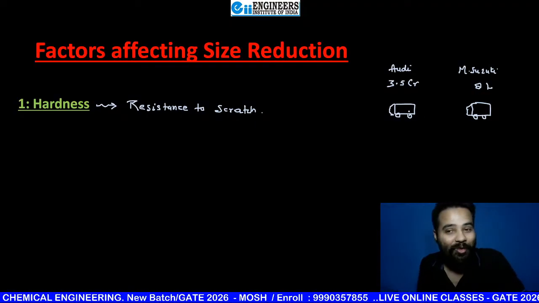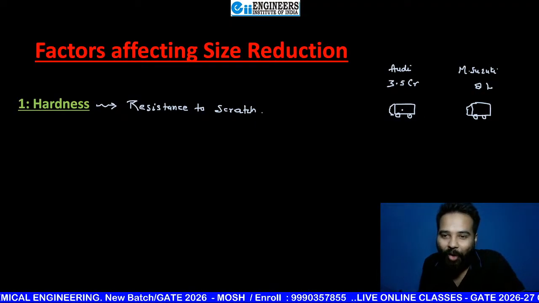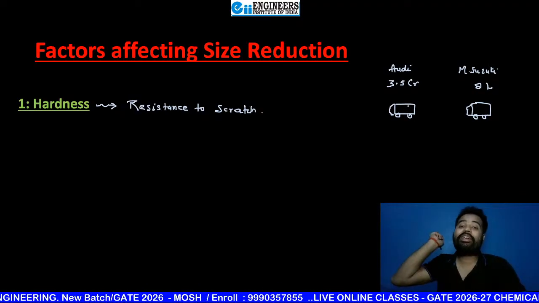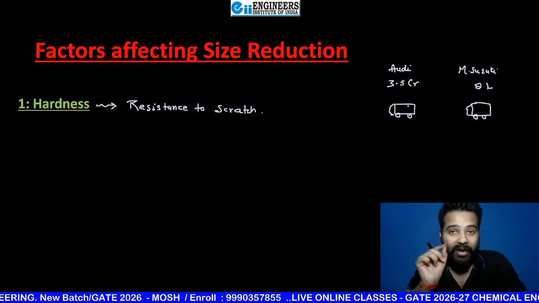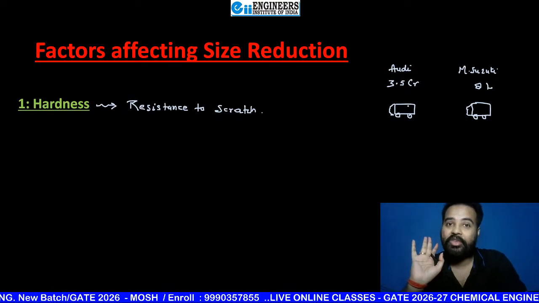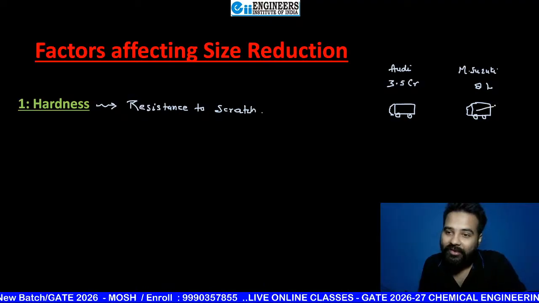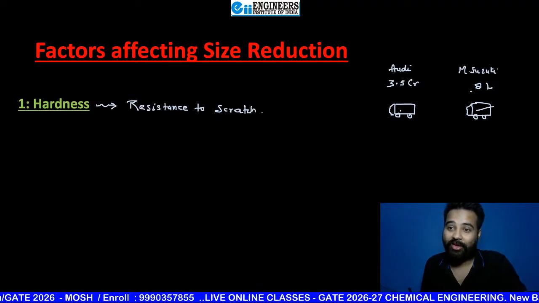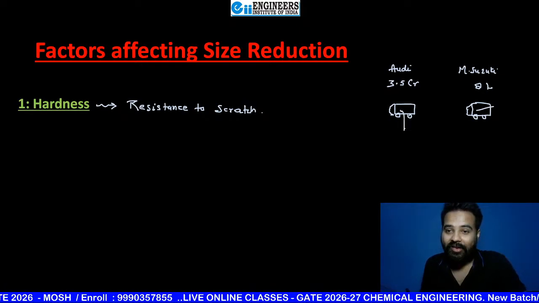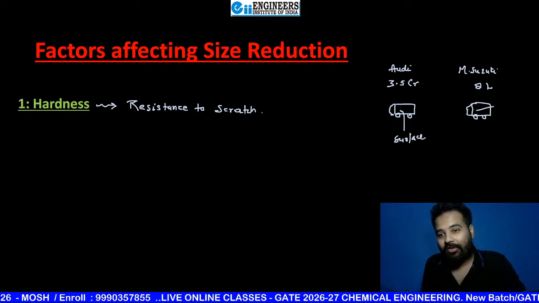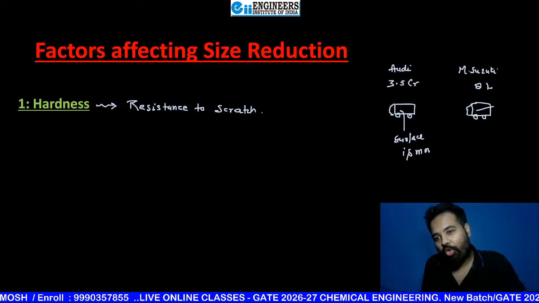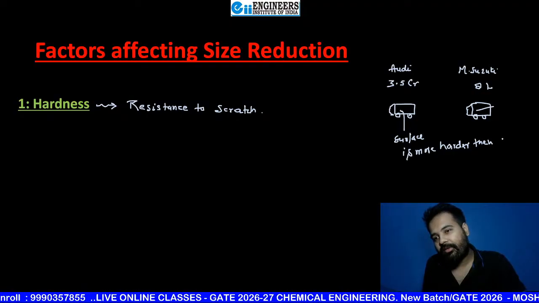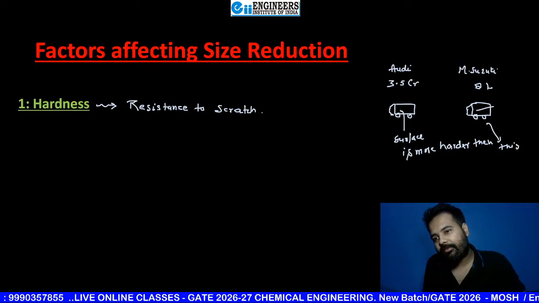So if you want to make a scratch on the body, here it is hard to show a sign of a scratch on the surface because their paint is very, very hard in nature. But here you can make a scratch easily. Here you can't make a scratch easily. That's why this is 3.5 crore. Here this is just 8 lakh. So here the surface is more hard than this surface.